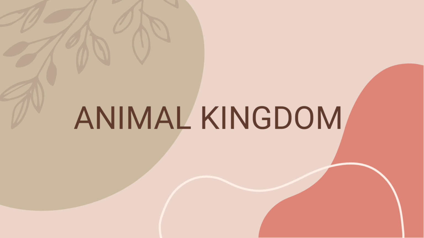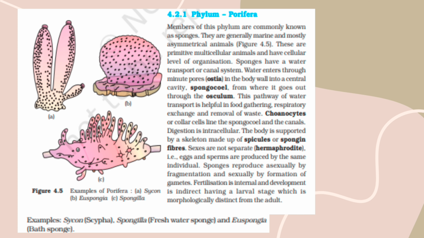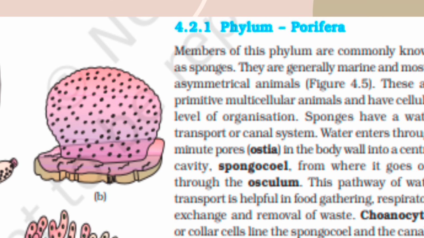So hey guys, today we are gonna study Animal Kingdom, our new chapter. We will study this chapter with a new approach. We are going to read NCERT. Remember the key concepts. Let's start studying with our first phylum, which is phylum Porifera.